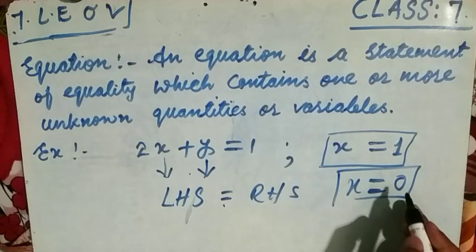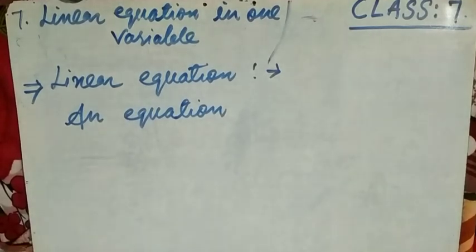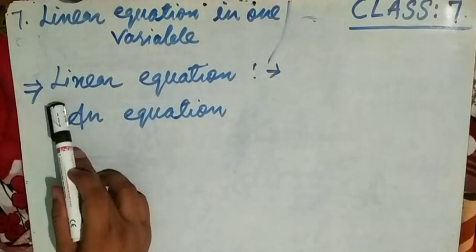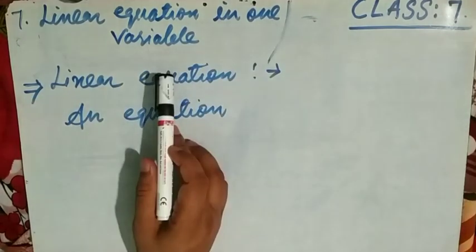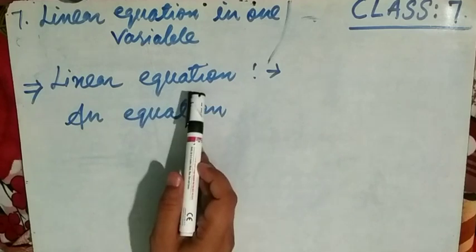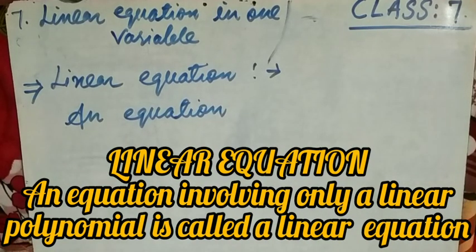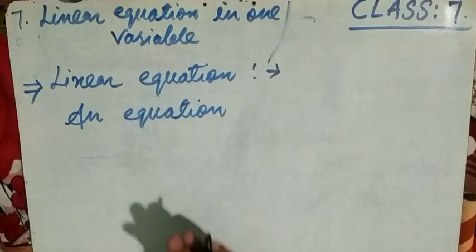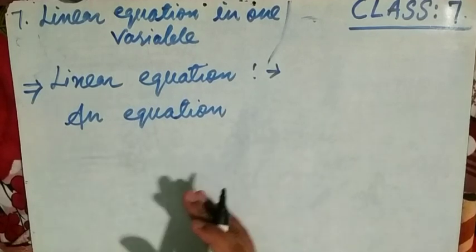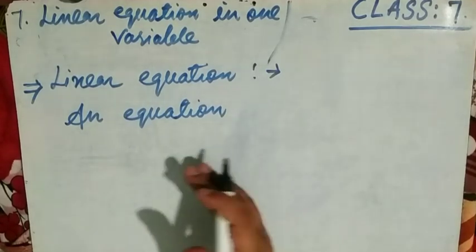Now the next term is, friends, what do you mean by linear equation? Because this is the chapter of linear equation with one variable. First we'll talk about the linear equation. The definition of a linear equation: an equation involving only a linear polynomial is called a linear equation. That means, or we can say, an equation involving variables with linear exponent is called a linear equation.